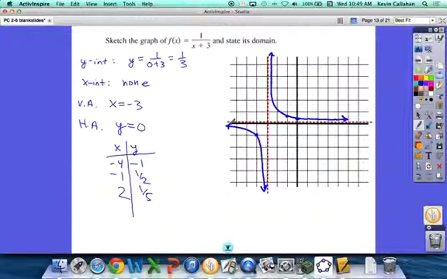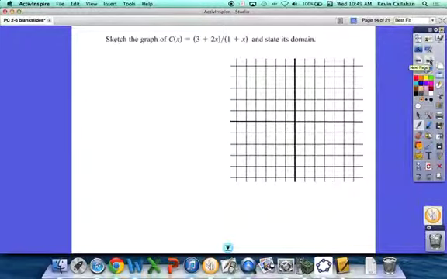You ready for another? Give me more. Okay, here's our function: 3 plus 2x over 1 plus x. So first step is y-intercept. That'll be what we get when we substitute x equals 0. 3. If you substitute x equals 0, that term is 0, that term is 0. So we just get 3.